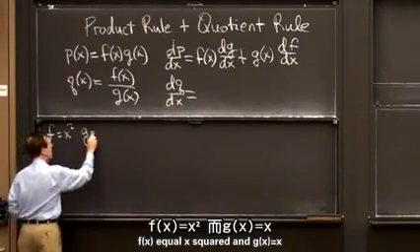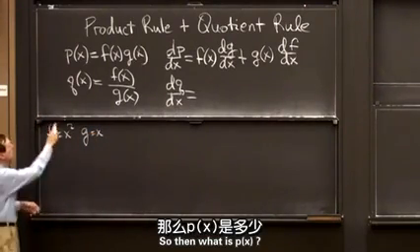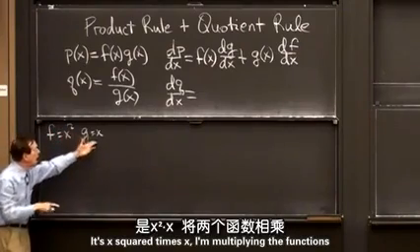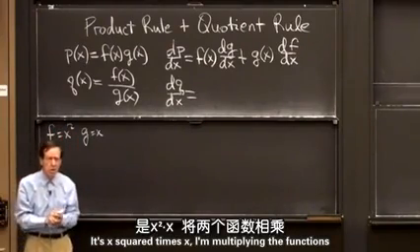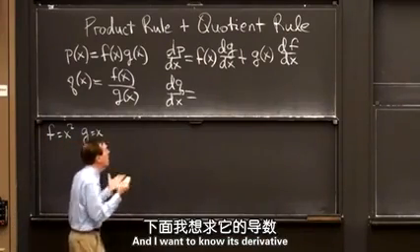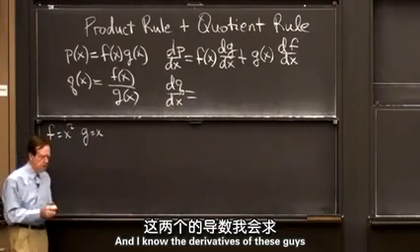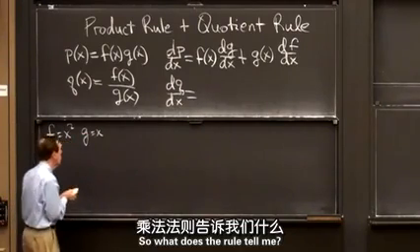Okay, so let me take as a first example f of x equal x squared and g of x equal x. So then what is p of x? It's x squared times x. I'm multiplying the functions. So I've got x cubed, and I want to know its derivative. And I know the derivatives of these guys. Okay. So what does the rule tell me?